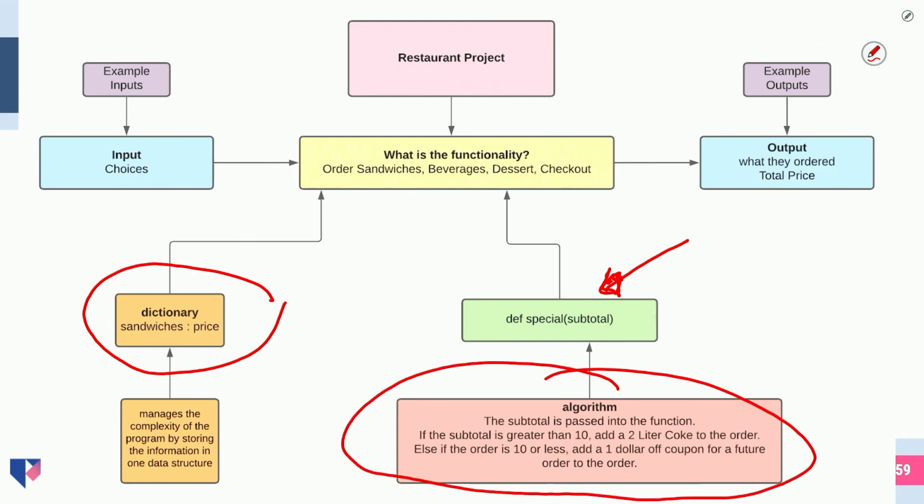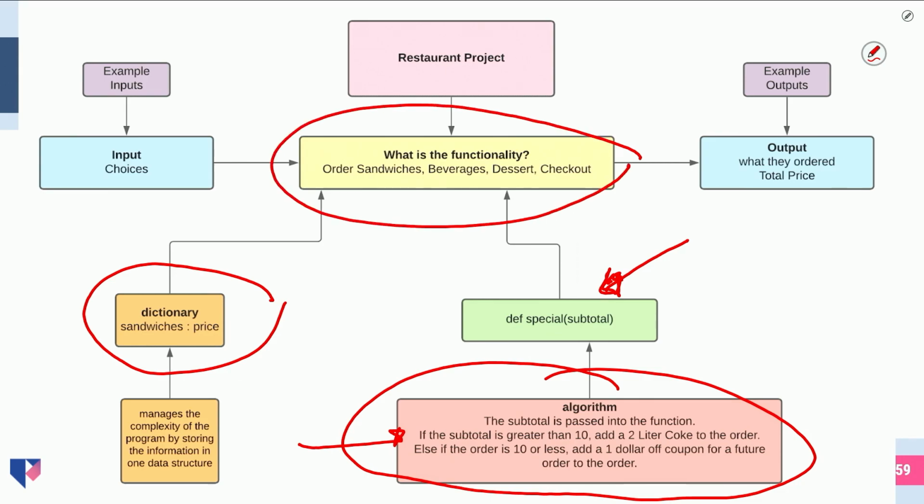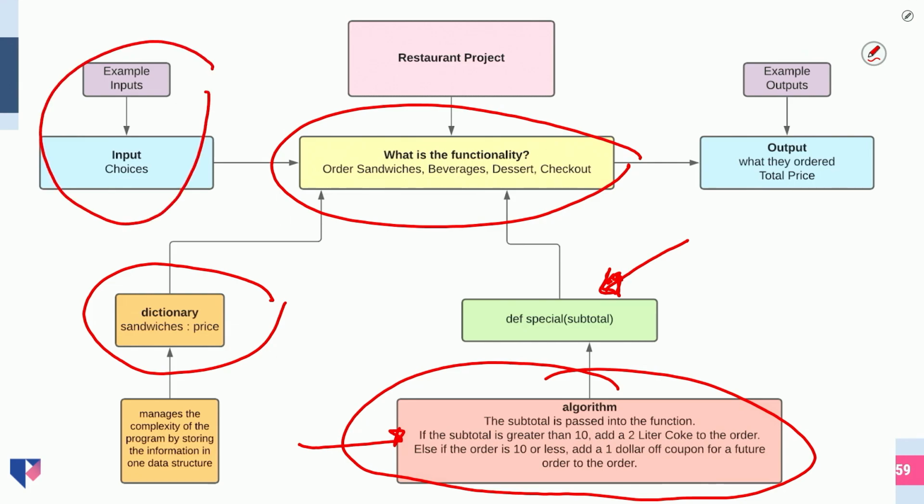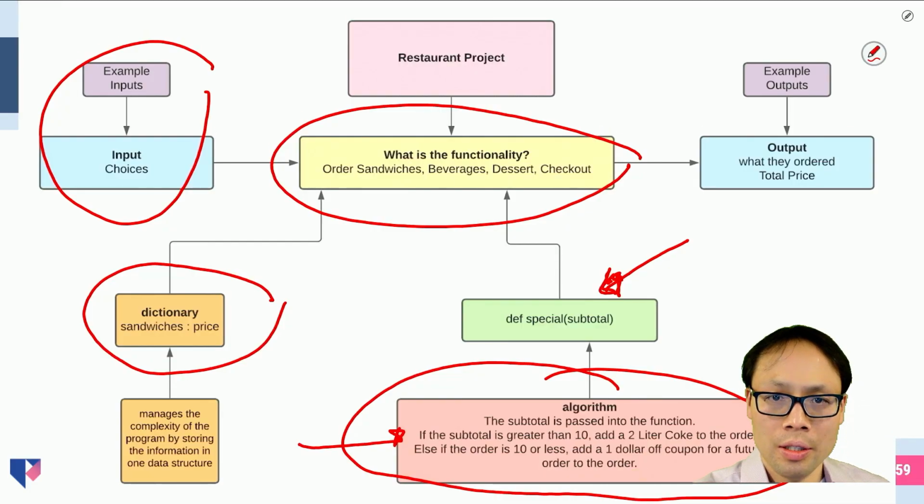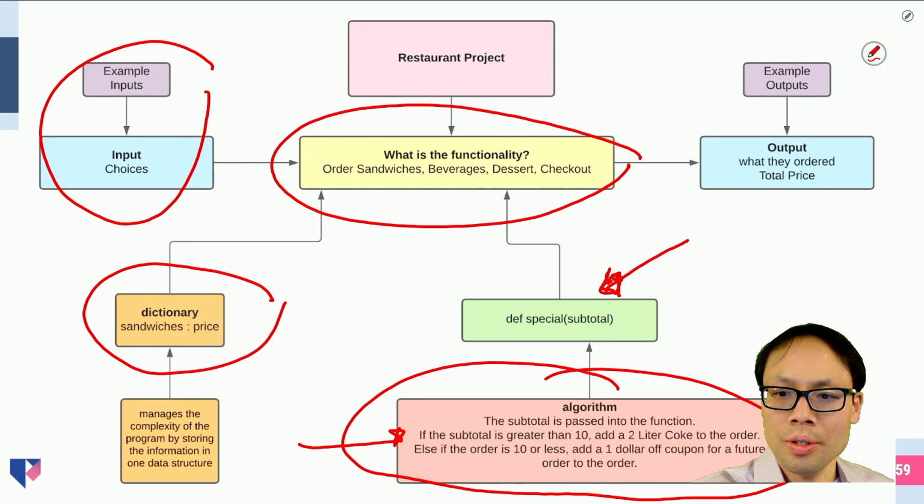So to accomplish that, I came up with a pretty simple algorithm. Depending on how much they spent, if they spent more than $10, they would get a free Coke. Else, if their order was $10 or less, they would just get a $1 coupon off a future order. Let me go back here. What's the functionality in the restaurant project? The overall functionality is to order sandwiches, beverages, dessert, and then check out. And the examples here are what I was showing in the video before, giving different inputs and then getting the output based on what they ordered, the total, etc.